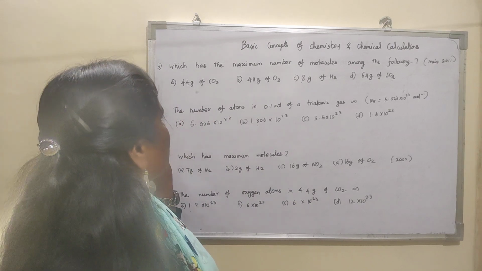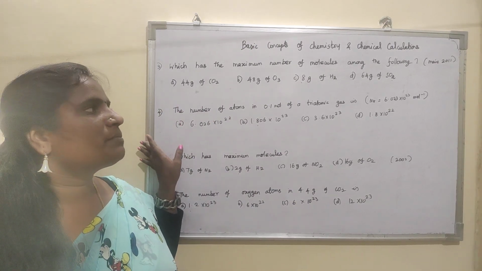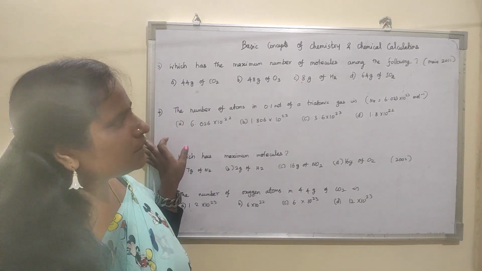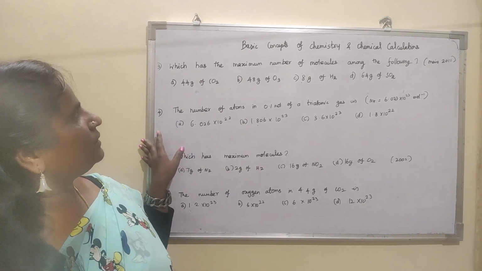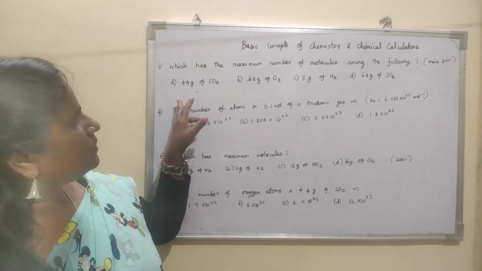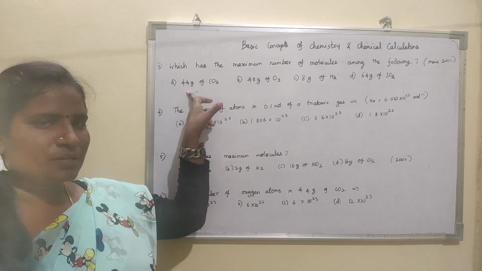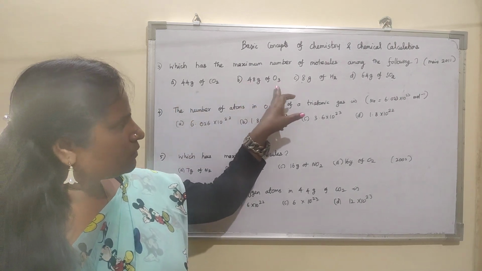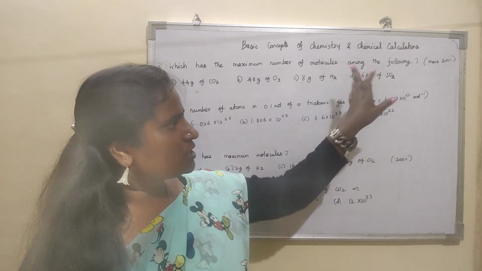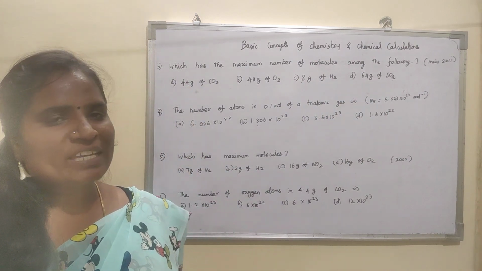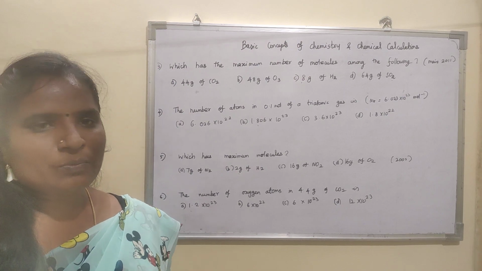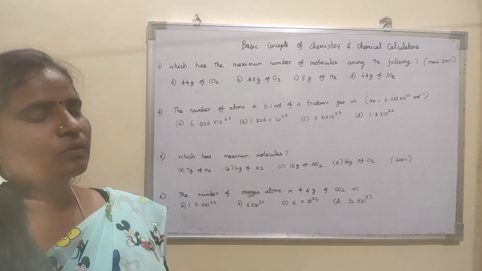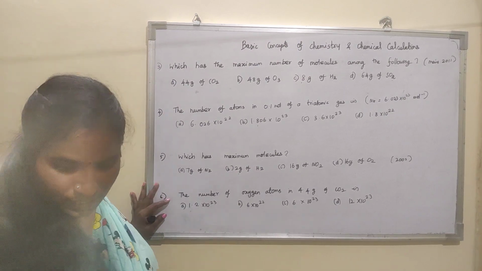The first question is: which has the maximum number of molecules among the following? It was asked in JEE 2011 Mains. The given data are 44 gram of CO2, 48 gram of O3, 8 gram of H2, and 64 gram of SO2. In each case we have to calculate the moles and then convert into the corresponding number of molecules using Avogadro number.